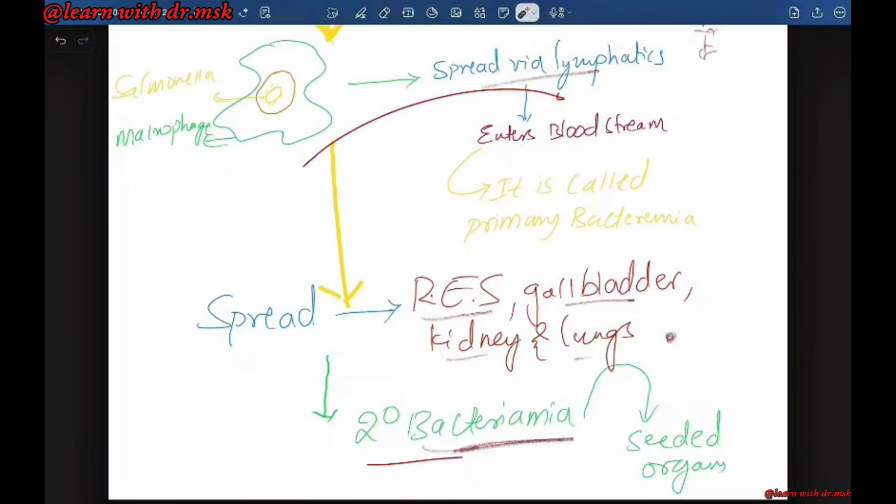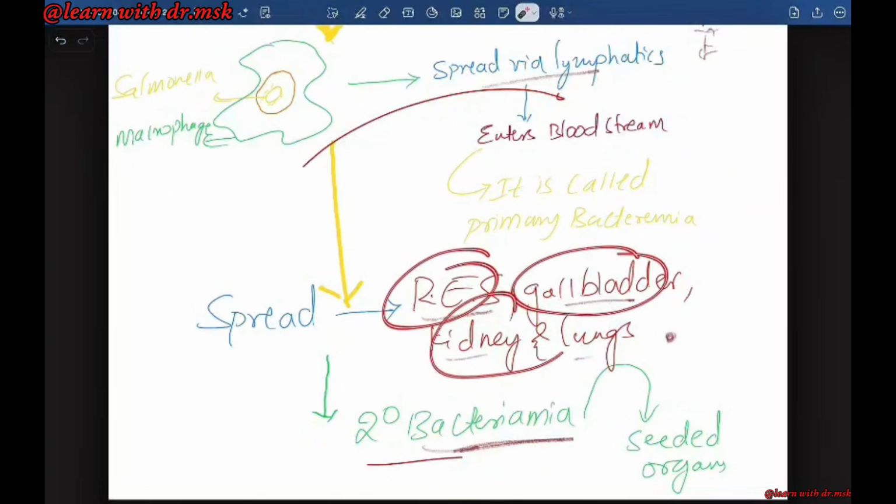When bacteria enter the bloodstream for the first time, it is called primary bacteremia. Next, the infection spreads towards the reticuloendothelial system, gallbladder, kidney, lungs, etc. The reticuloendothelial system includes the liver, spleen, etc. The infection spreads to these organs.